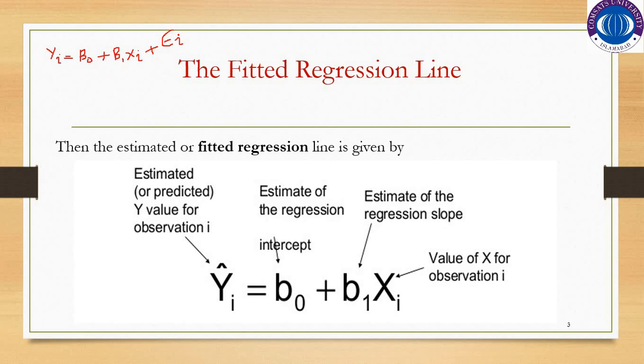So what we are going to do now is estimate beta naught and beta 1 with the help of the sample data, which would give the estimated or predicted value for y observation i, when we estimate beta naught and beta 1 and substitute these values here. This would be y hat. This is the estimate of the regression intercept. This beta 1 is the estimate of the regression slope, and x is the value of x for observation i. So this one is the estimated line, or you can say the fitted regression line.